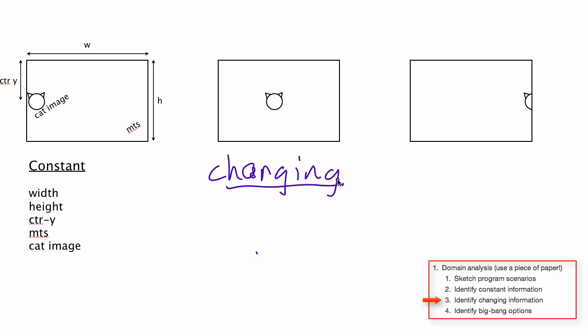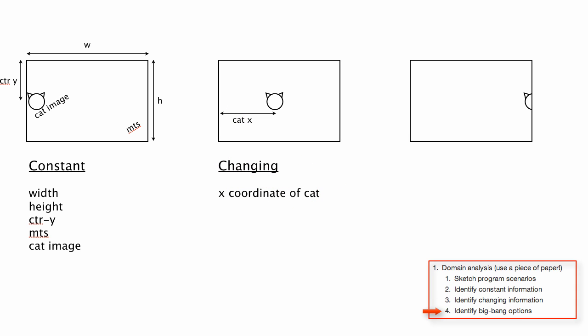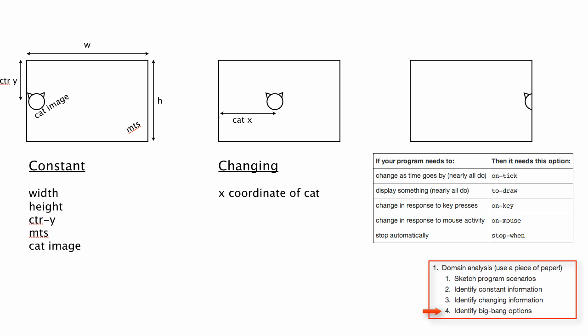And in this case, the changing information is fairly straightforward. It's just the x-coordinate of the cat. And the last thing we're going to identify is the Big Bang options. And the recipe page gives us a table that helps us do this. The table talks about behavior that our program has and what options we need to have to support that behavior.